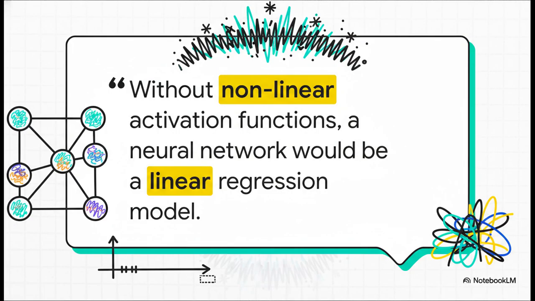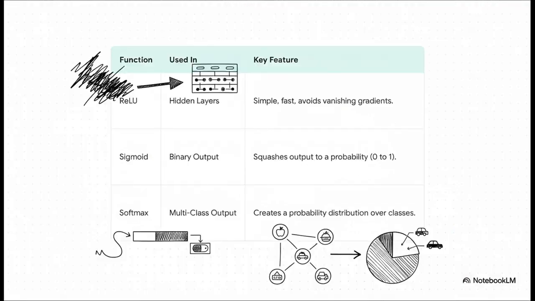Now, this is maybe one of the most important points to get. Those nonlinear activation functions that are used in the hidden layers, they're the secret sauce. Without them, stacking all those layers would be totally pointless, mathematically speaking. The whole network would just collapse down into a simple linear model, and it would be completely unable to learn any complex patterns.